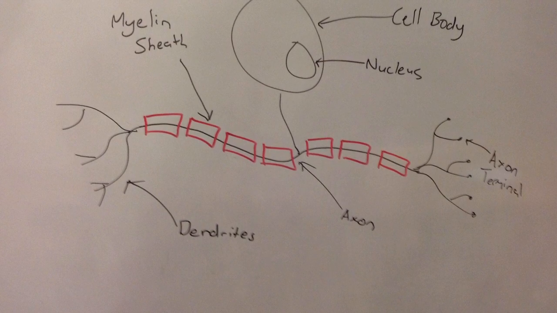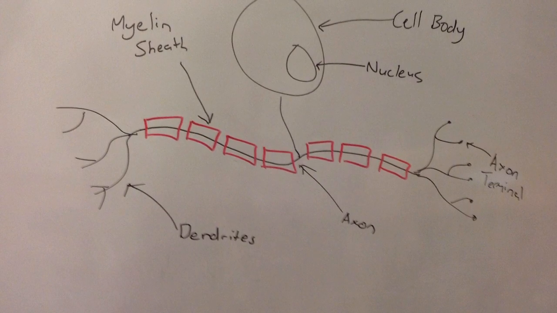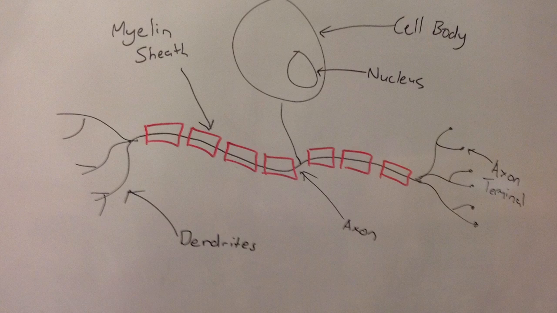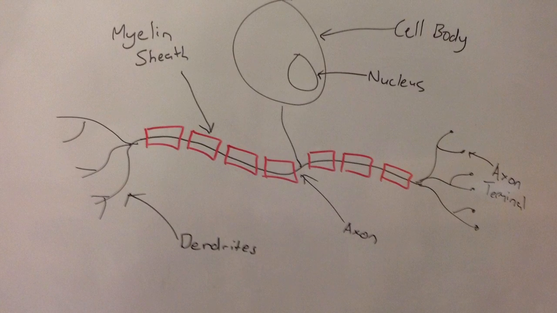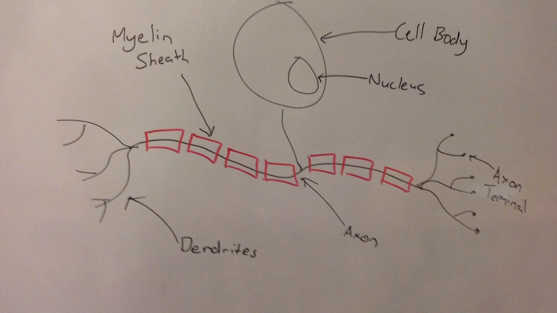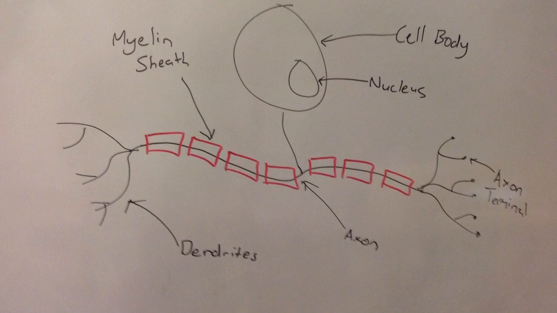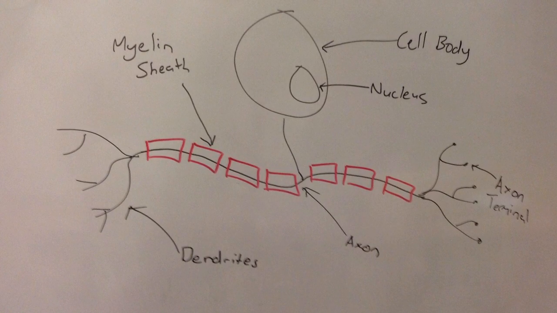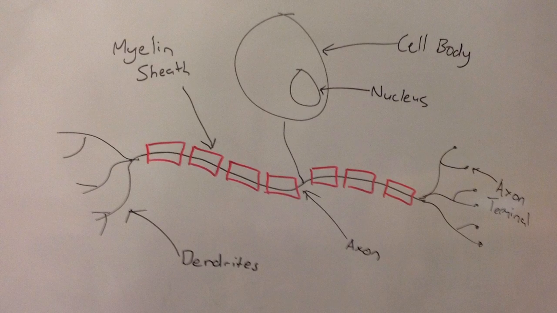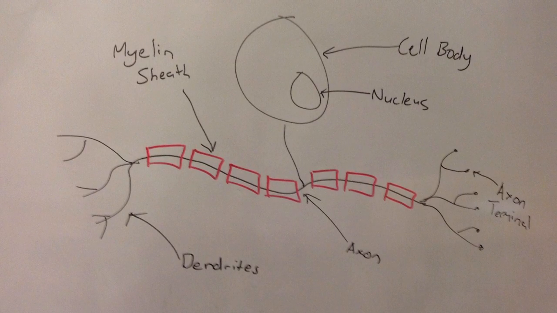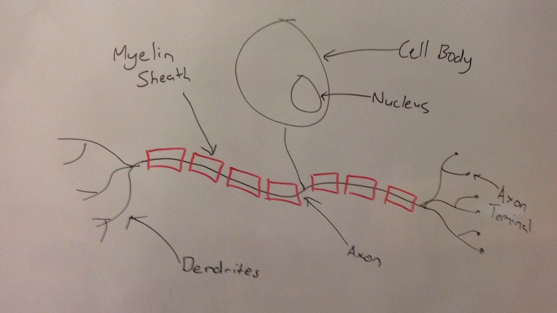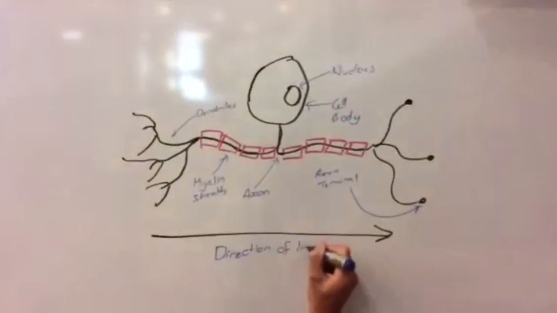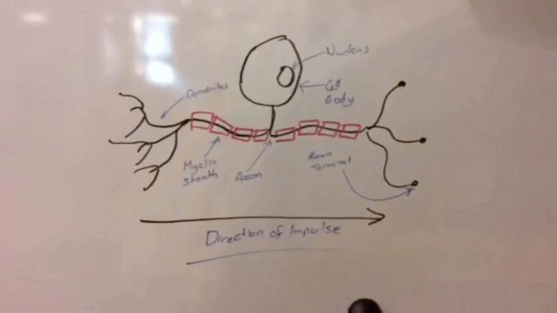The axon terminal sends electrical impulses to another neuron's dendrite or another cell. The dendrites connect to another sensory neuron's axon terminals to receive electrical impulses. The axon is where the electrical impulse travels through to get to the axon terminals. The myelin sheath protects and insulates the axon. The direction of the impulse always heads towards the axon terminal.